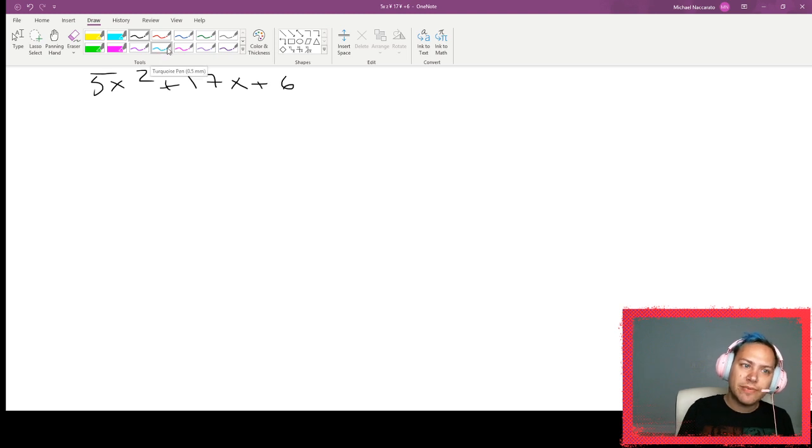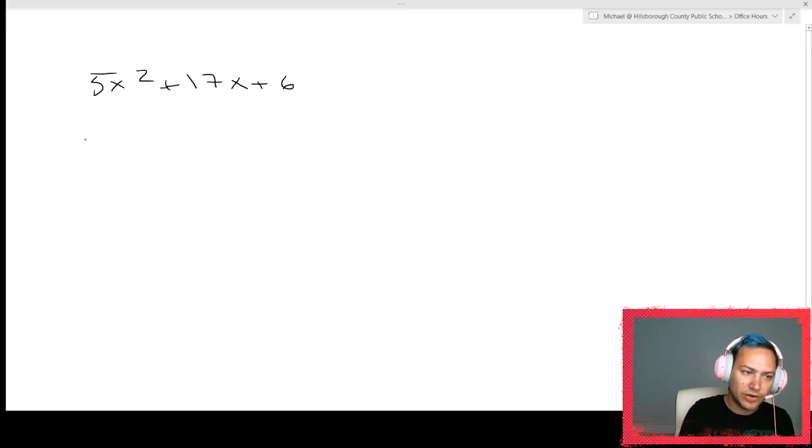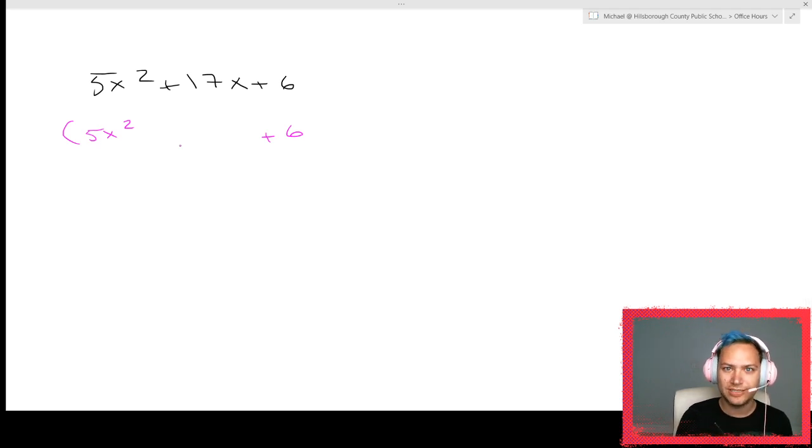So we're going to do the same thing that we did in the last problem. We're still going to separate this middle term. So I have 5x squared, this middle term here, and this plus 6 at the end. I'm going to break this middle term into 2 separate middle terms. Now, this is where it gets a little bit weird. It no longer is just what multiplies to make 6 but adds up to make 17.